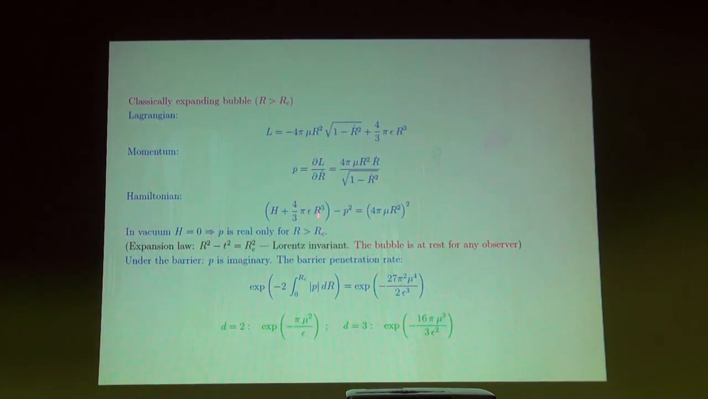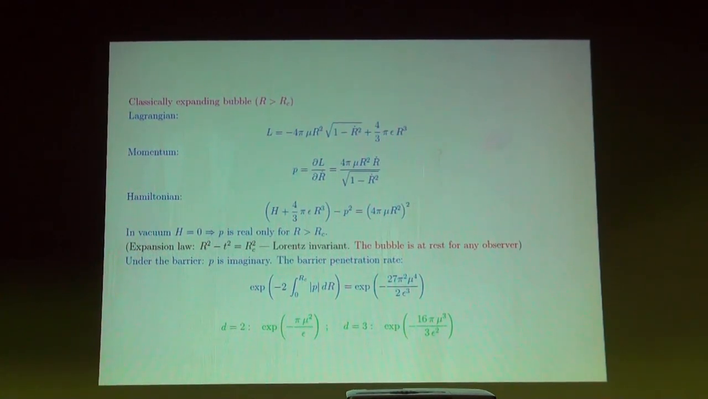One can then analytically continue this under the barrier where the momentum is imaginary. And as we all know, the barrier penetration rate, which we can read from Landau and Lifshitz, for example, is given by the integral of momentum times the coordinate. And one can work it out in all dimensions of interest: four-dimensional system, three-dimensional, two-dimensional system.